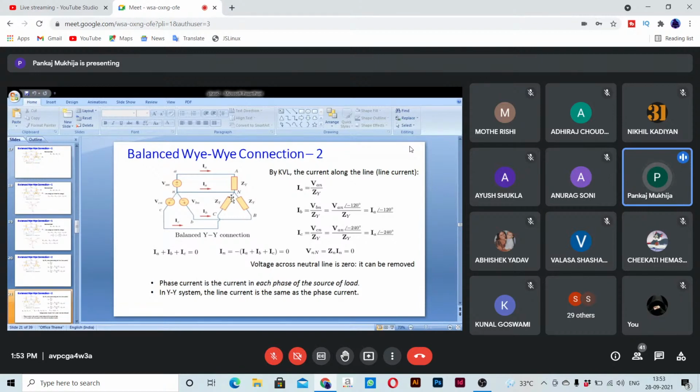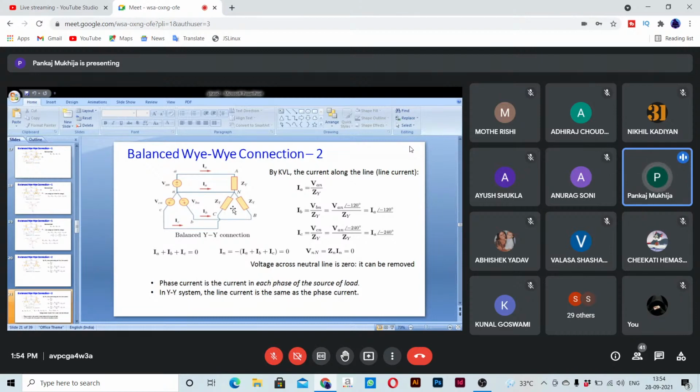Remember, one is the source and the other is the load. We are taking this as the load. So the voltage across the neutral line is 0, and we can ignore this line. That's why, if you remember, in the previous lecture I had not drawn this, because it is going to be 0. And the phase current, this we have already defined.